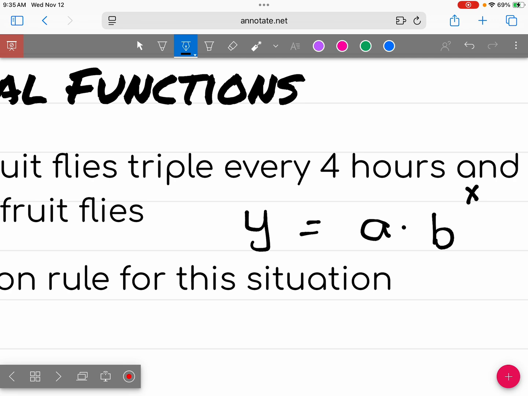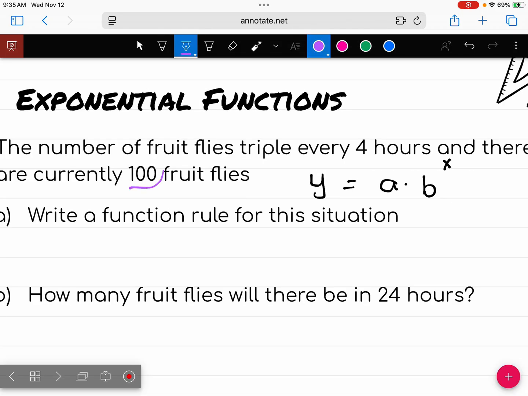A is going to be our starting amount. What's our starting amount? 100. So that's going to be our A. So we're going to have 100 times, how much is it growing? Triples. So our base is going to be that it triples. So we're going to have 3 to some exponent. X is going to be our unit of time.